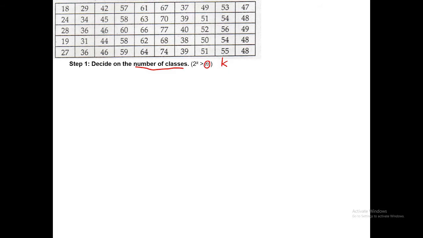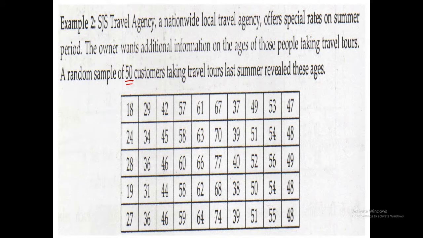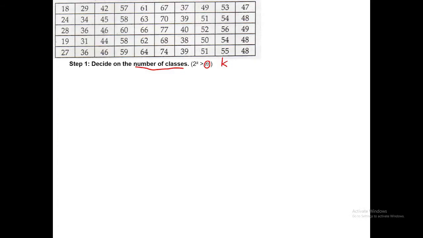Take note, in our problem you are given 50 customers. If you will count the number of ages here, this is 1, 2, 3, 4, 5, 6, 7, 8, 9, 10, 20, 30, 40, 50 ages. So take note, my N is 50. I'm using this formula. Okay, let's start off.